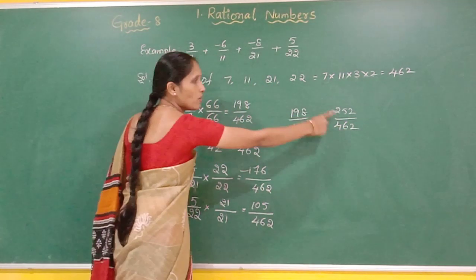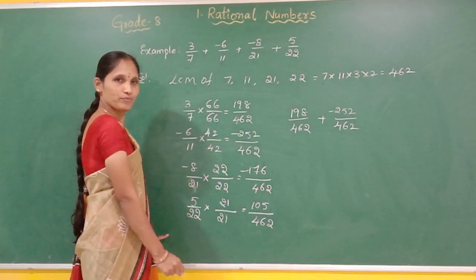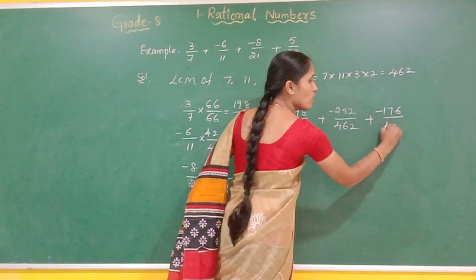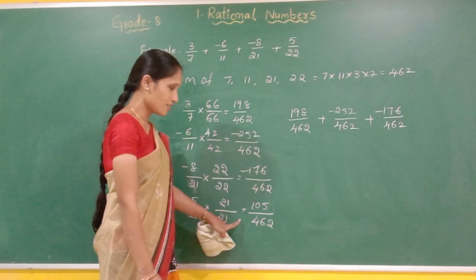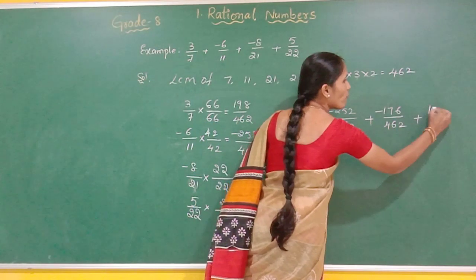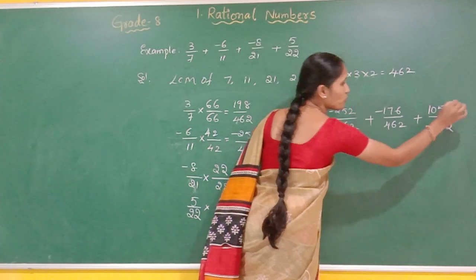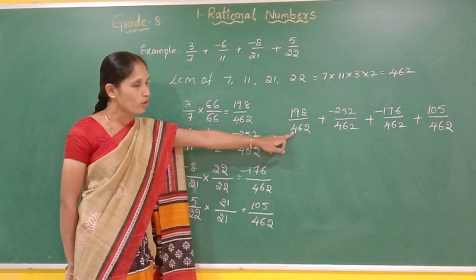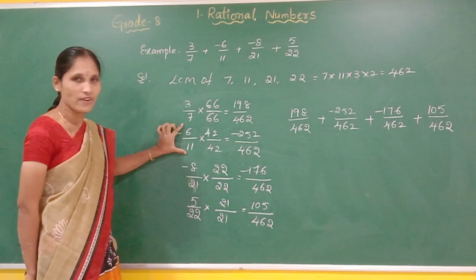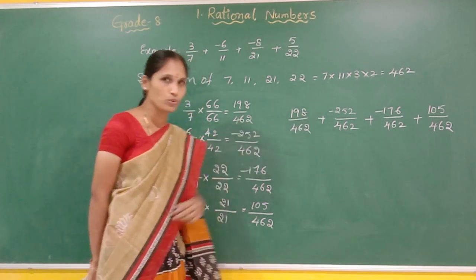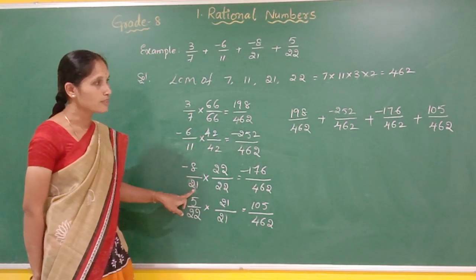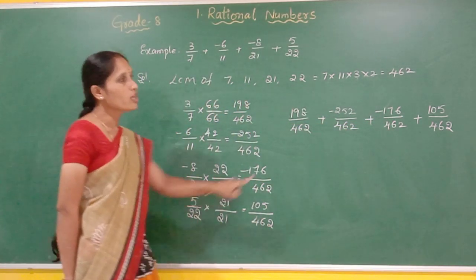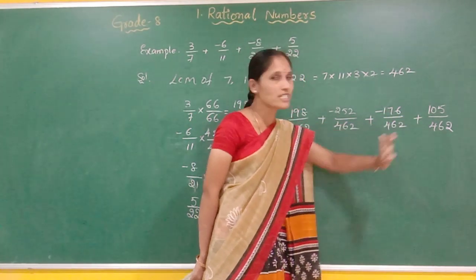Minus 252 by 462. Next, very good. In place of minus 8 by 21, minus 176 by 462. Yes, very good. In place of 5 by 22, 105 by 462. So in place of 3 by 7, we have written 198 by 462. In place of minus 6 by 11, minus 252 by 462. In place of minus 8 by 21, minus 176 by 462. In place of 5 by 22, we have written 105 by 462.